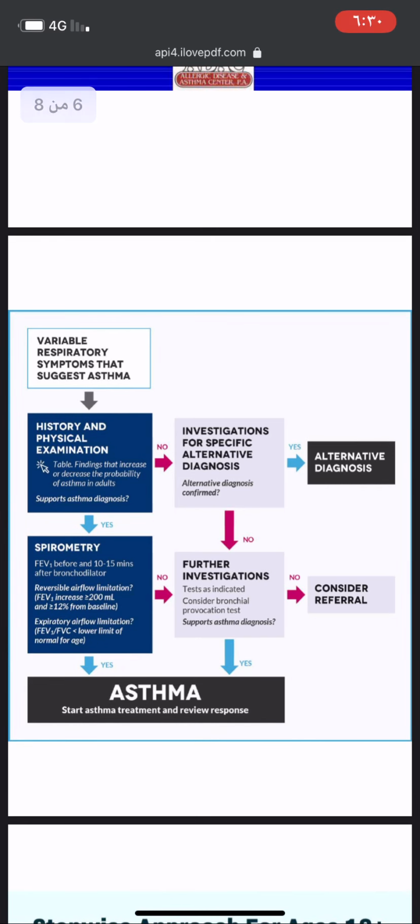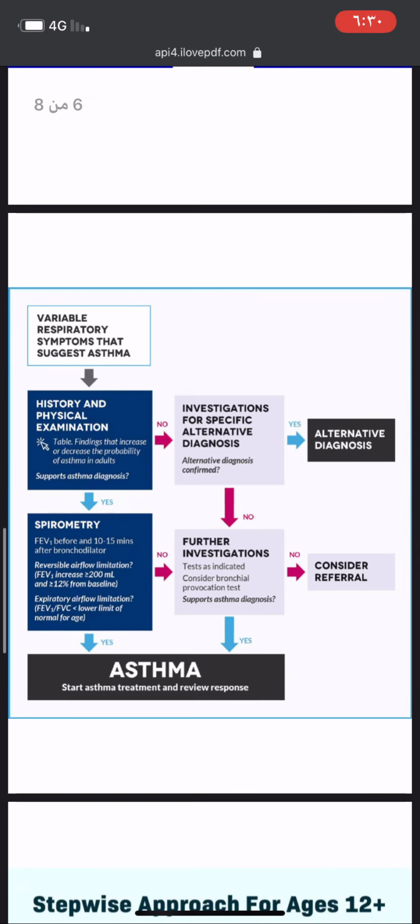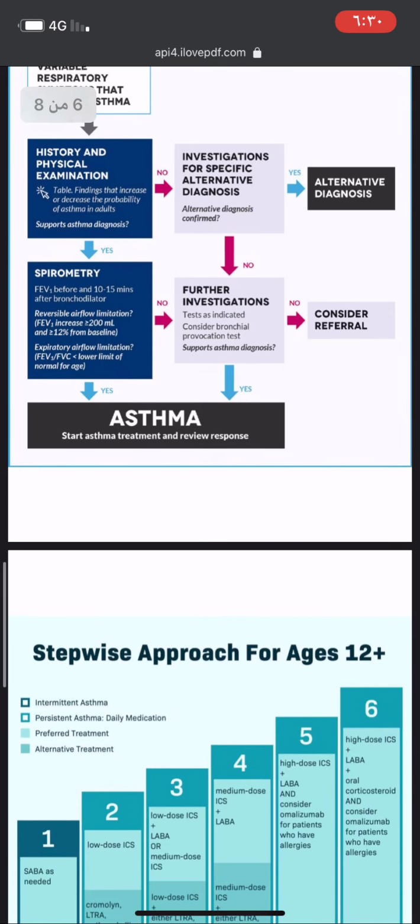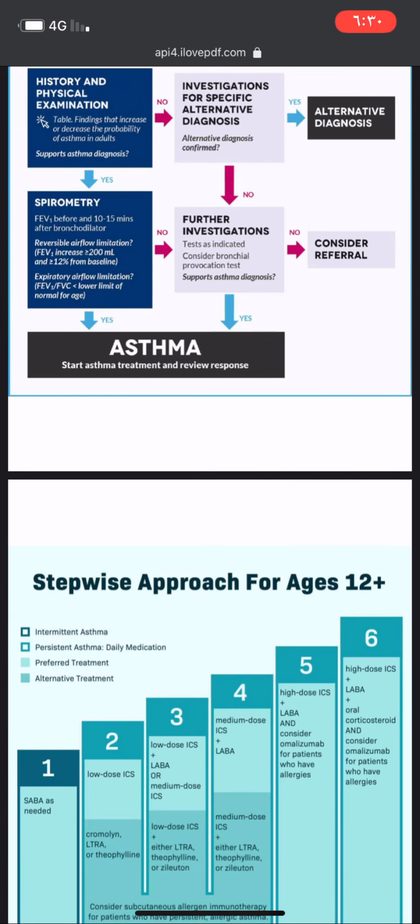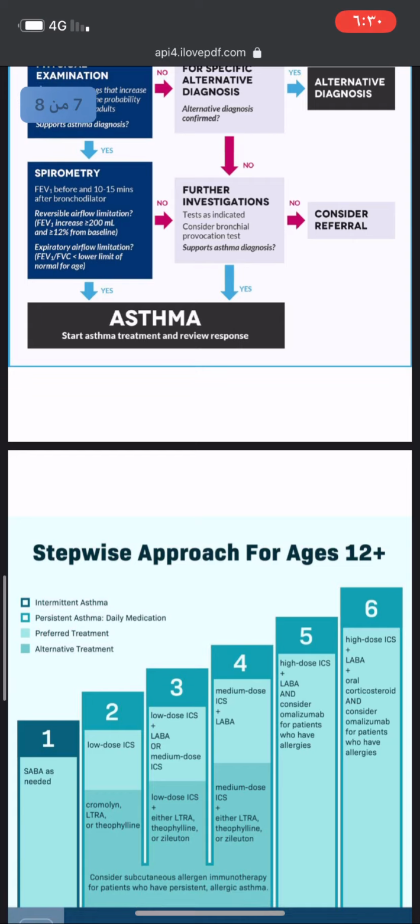Then, if yes, if you have a suspicion of asthma, you must do spirometry, which is forced expiratory volume before and 10 to 15 minutes after bronchodilator. Reversible airway limitation: if it's more than 12% from baseline, this is asthma. Then we will go to the stepwise approach for age 12 and above. This is for management or treatment.